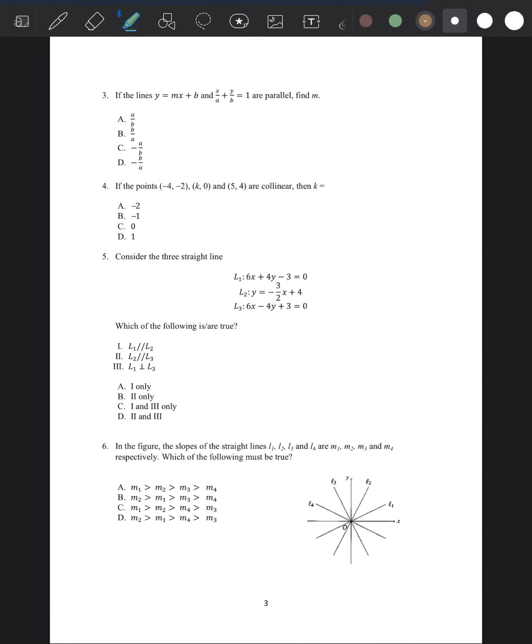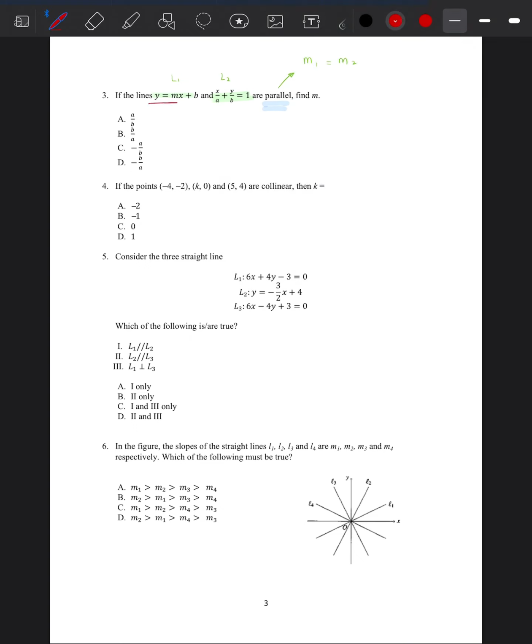So number 3. So if your line here says it's parallel. Again, parallel, what do you know about parallel? So you know that the slope of, I don't know, give it a name, line 1 maybe, this is 1, this is 2, must be equal to the slope of line 2. So let's look at it.